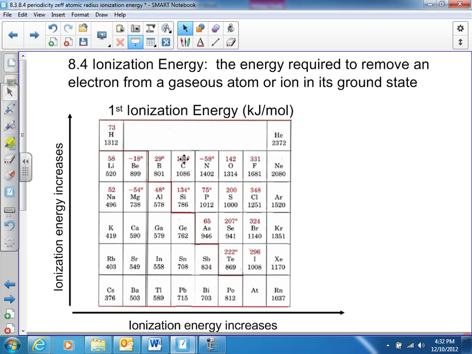And ignore the red numbers. Those are melting points. So there are also trends in melting points, but we're not going to worry about those. We are looking at these numbers down here. This is how many kilojoules it takes to remove 1 electron from a mole of each particular atom. And if you look at these numbers, you'll notice as you go up the periodic table, ionization energy increases. As you go to the right on the periodic table, the general trend is that ionization energy also increases.